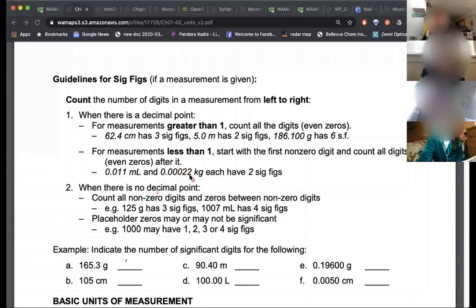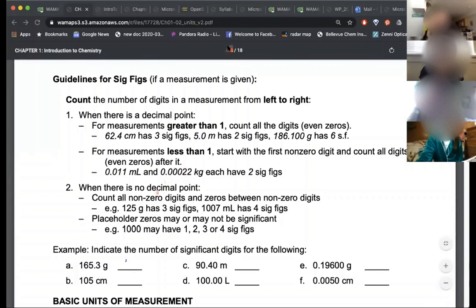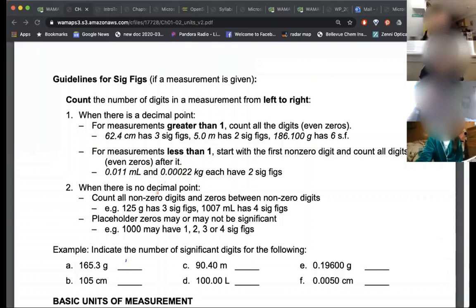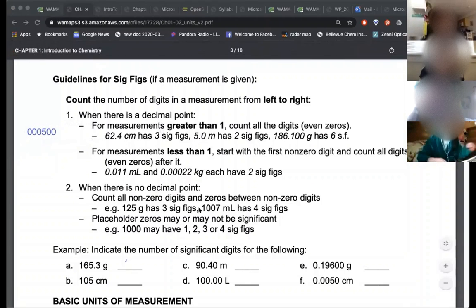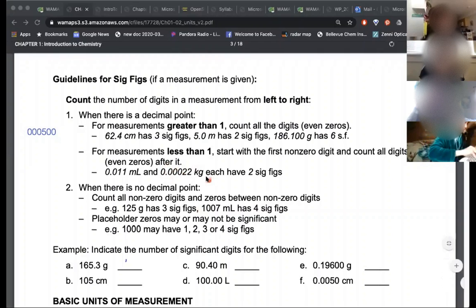So these just have 2 significant figures. The leading zeros are not significant. And you could think about that like a number such as 500. Right, what if we had 500? Well, that 5 is significant, but all the zeros in front of it, which could go on forever, those are not significant. We don't need them.